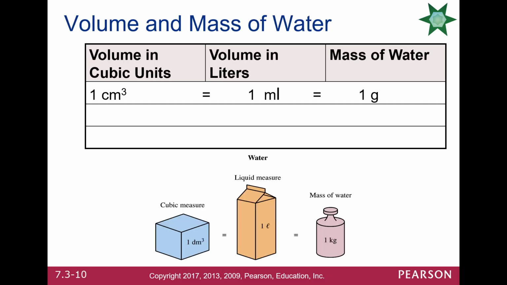Converting back and forth, 1 cubic centimeter is the same as 1 milliliter in volume, and it weighs 1 gram. 1 cubic decimeter would hold 1 liter, and it would weigh 1 kilogram. 1 cubic meter would hold a kiloliter and weigh a ton, or 1,000 kilograms.